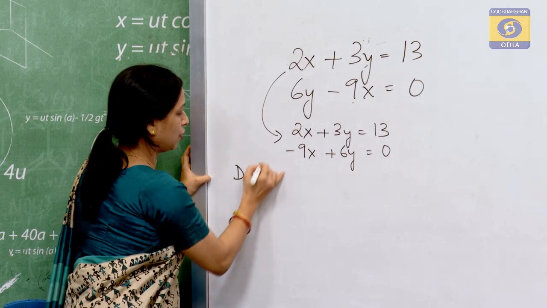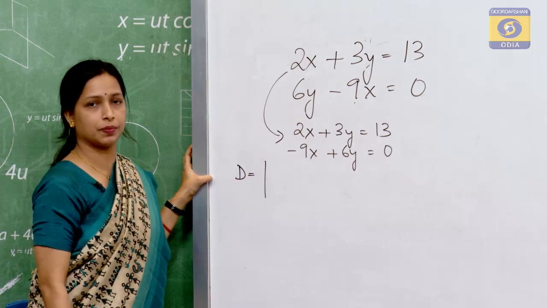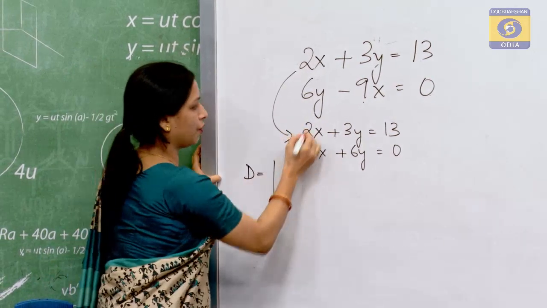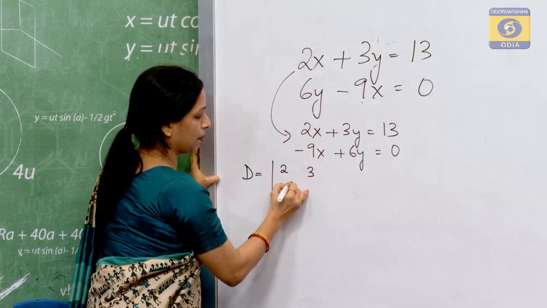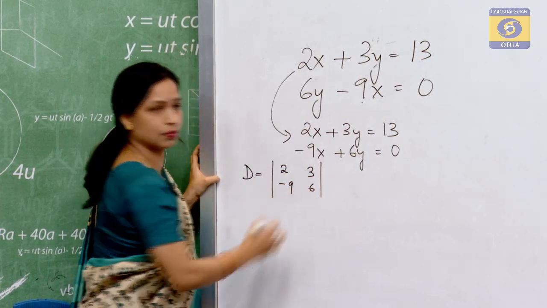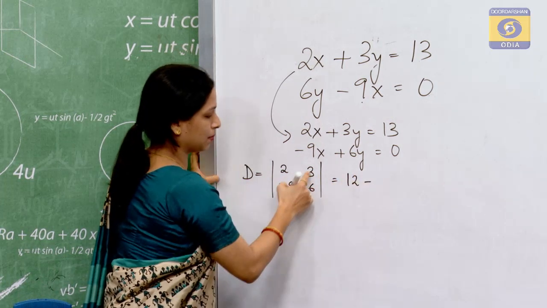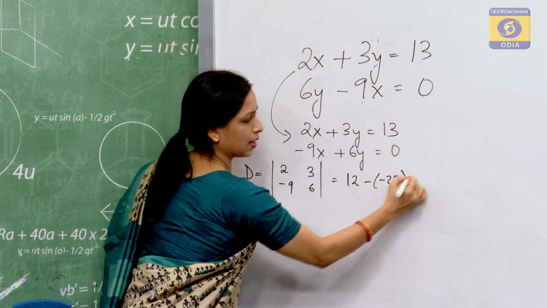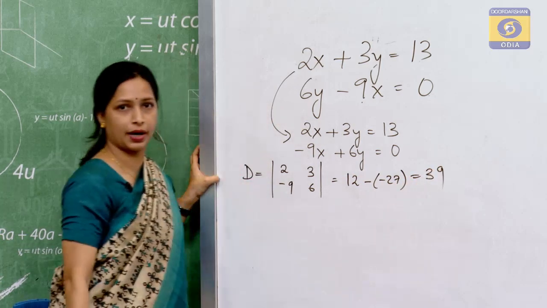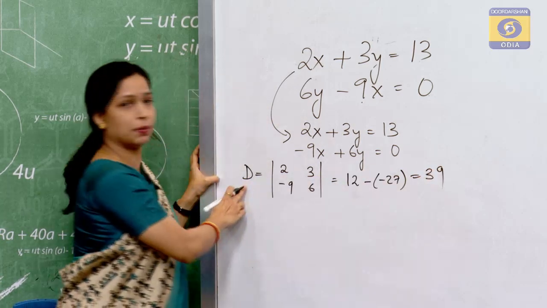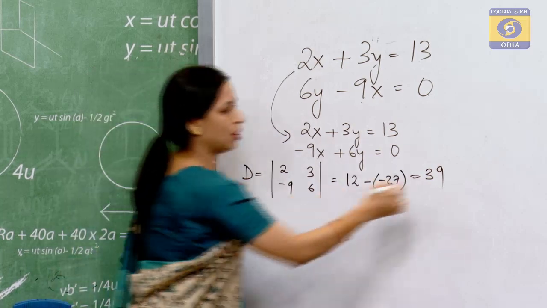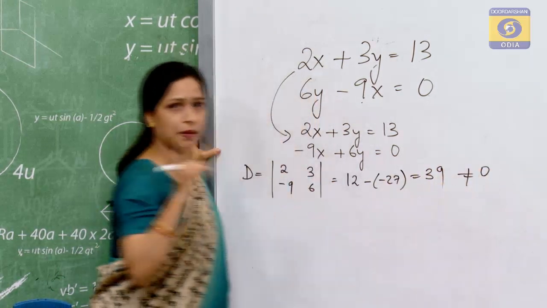So, you first find the coefficient determinant. The coefficients are 2, 3, minus 9 and 6, right. So, here 2 into 6, 12, minus 27. So, the answer is 39, right. So, 39, that means the determinant of the coefficients is not equal to 0. So, that means we can use Cramer's rule.